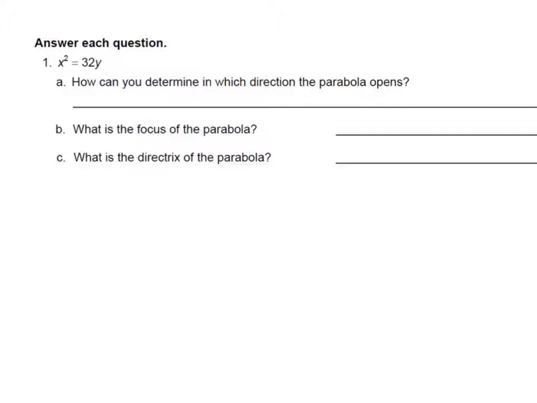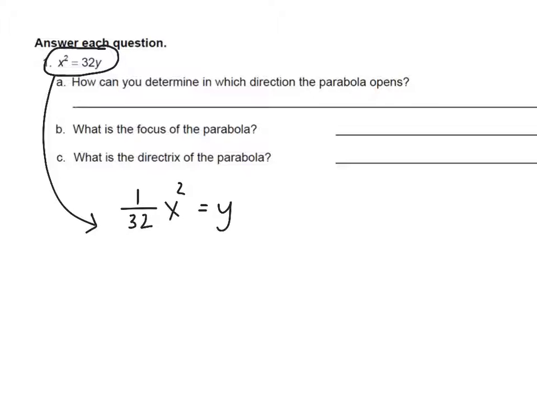So question 1, we're given the equation x squared equals 32y. I'm going to rewrite that as 1 over 32 x squared equals y. And our first question says, how can you determine in which direction the parabola opens? Well, this number right here, 1 over 32, is positive, so it's going to open up.